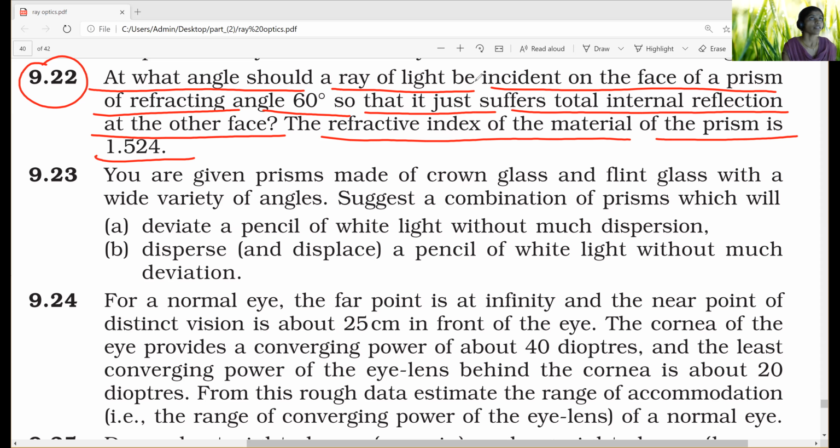So what did they ask? They asked at what angle should a ray of light be incident on the face of a prism of refracting angle 60 degrees so that it just suffers total internal reflection at the other face. The refractive index of the material of the prism is 1.524, and that is given in the question. So by using the given data, let us solve this one. 9.22.